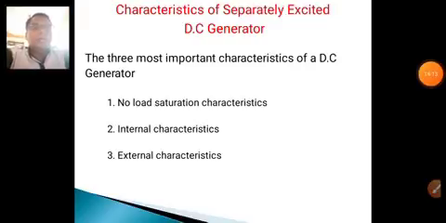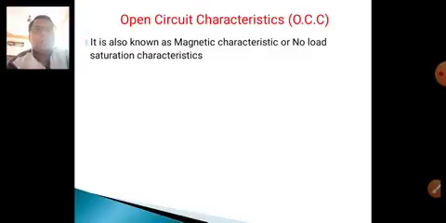In this class we discussed the characteristics of the separately excited DC generator and the DC shunt generator. What are the most important terms? One is no load characteristics or open circuit characteristics, then internal characteristics and external characteristics. These are the 3 important characteristics of every generator, that is series, shunt, compound and separately excited DC generator. First, what are the no load, internal and external characteristics? First, what is the open circuit characteristics?